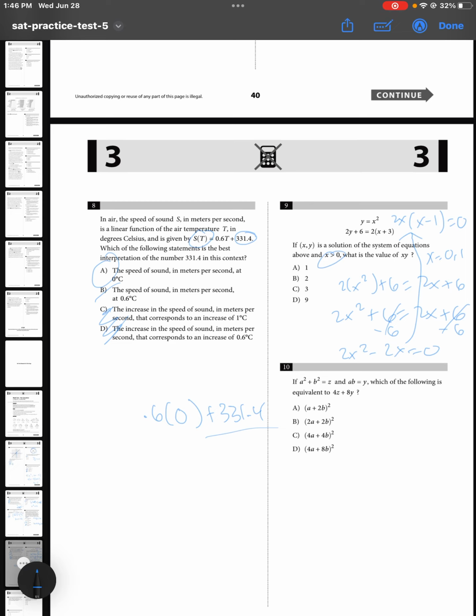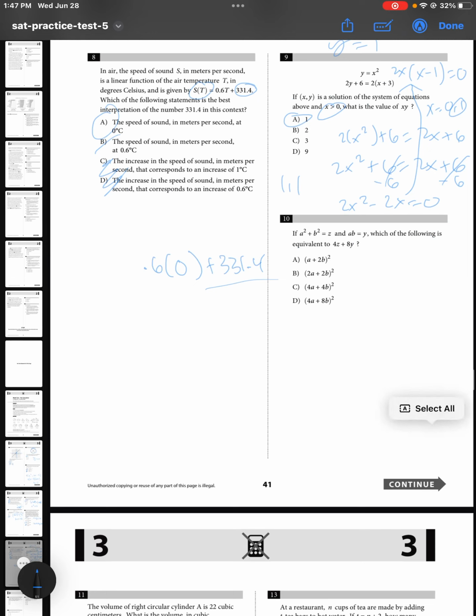x is greater than 0, though, so x is 1. And then plugging in 1 for x, you get y equals 1 squared. So y also equals 1. So the solution is (1, 1). Plugging that in, we get 2 plus 6 is 8, and 2 times 4 is 8, so yes. So x times y is 1.